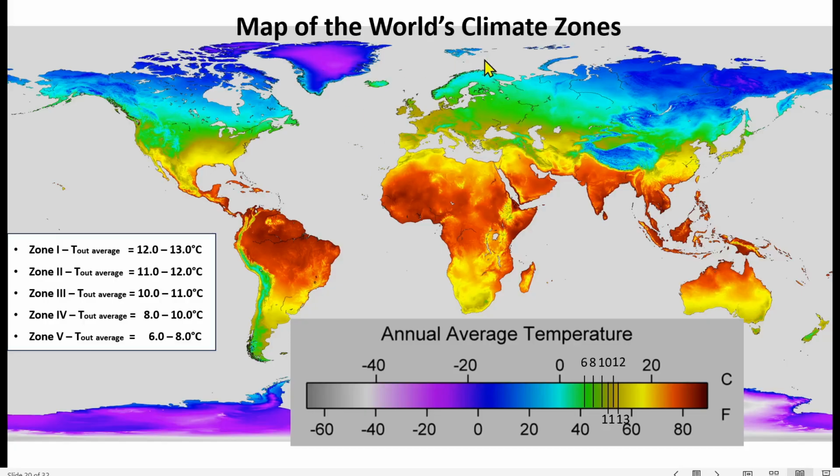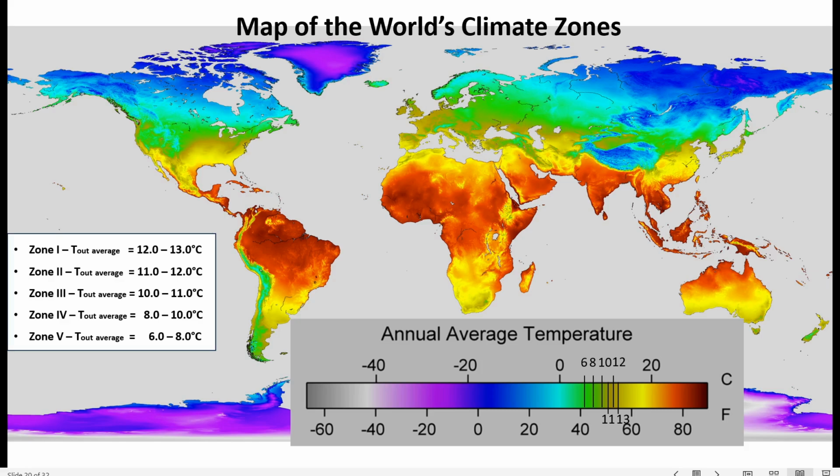Here is the map of the world's climate zones. I've separated it into 5 different zones. Zone 1 with temperature between 12 and 13 degrees Celsius. Zone 2 with temperature between 11 and 12 degrees Celsius. Zone 3 with temperature between 10 and 11 degrees Celsius. Zone 4 with temperature between 8 and 10 degrees Celsius. And Zone 5 with temperature between 6 and 8 degrees Celsius. You will take the average temperature for your city and see in what climatic zone it is.